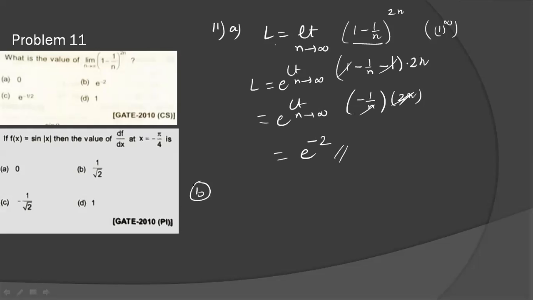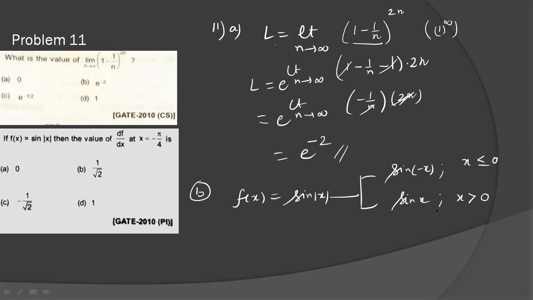In the B part, f x is sine mod x. If you break this function, it will be sine of minus x if x is less than or equal to 0, and it will be plus sine x if x is greater than 0, because mod x breaks like only this. I have discussed this in lecture 14, if you see the prerequisites for the calculus module.